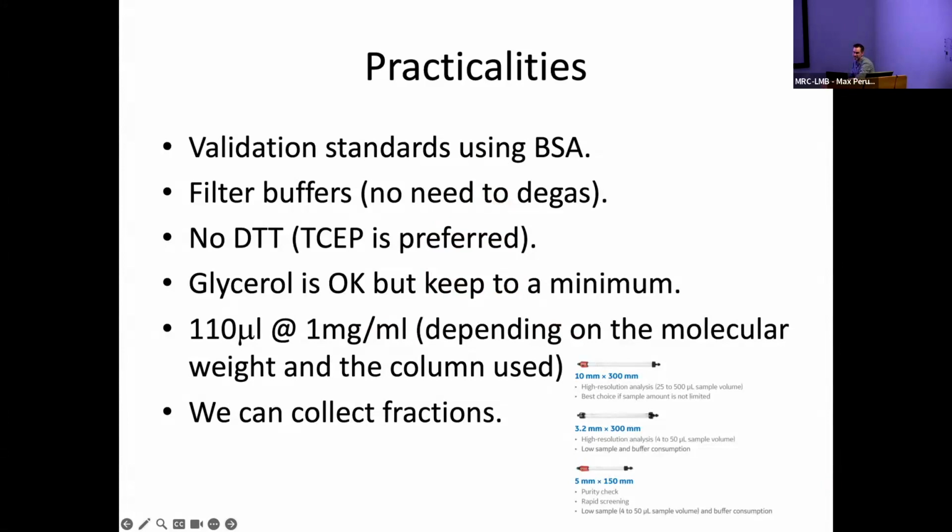We can run less, so you can run a lower concentration and smaller volumes, but obviously it depends how good the protein is. If the signal becomes too low, then the measurement becomes less accurate. So certainly a mg per ml is a good starting range. If you use a smaller column, then you only need 40 microliters to inject, so you can minimize it. And like I said, we can collect fractions, so you can get the protein back.